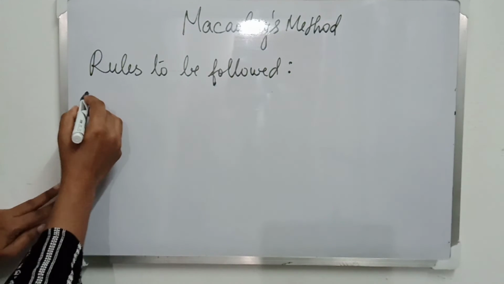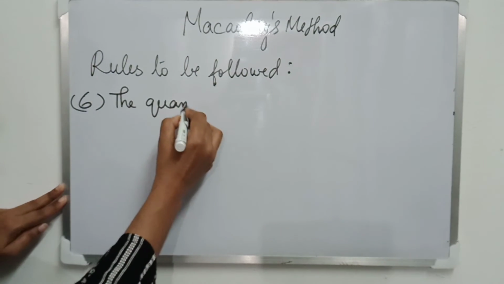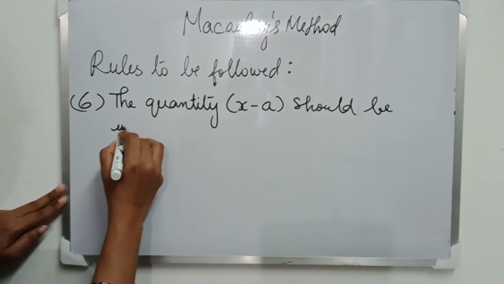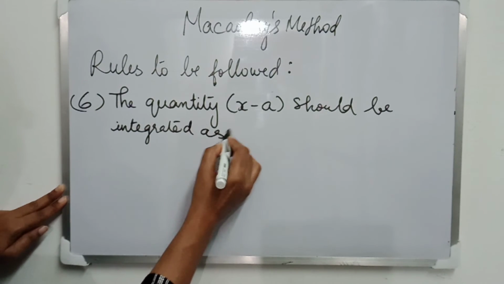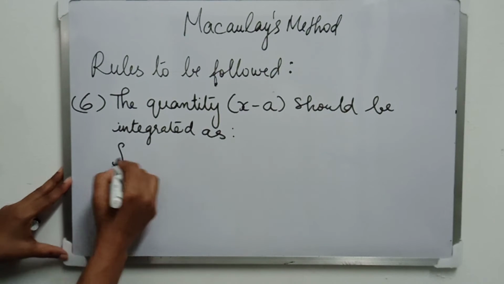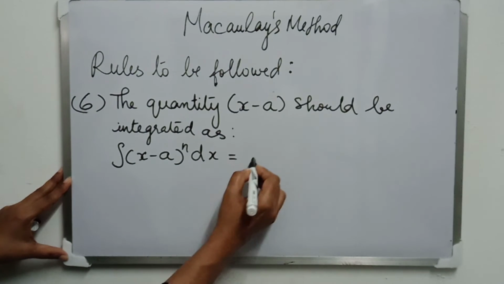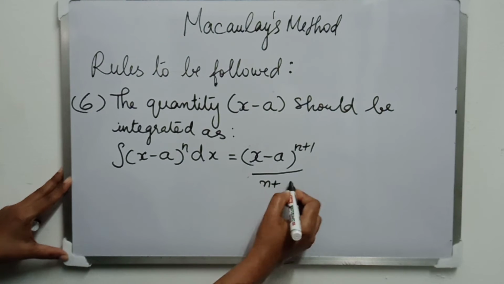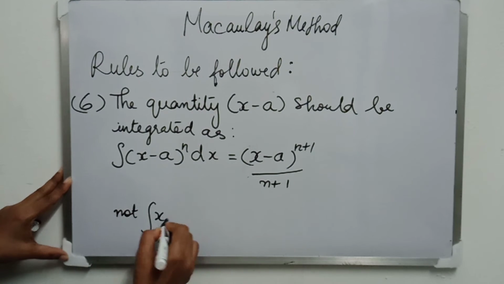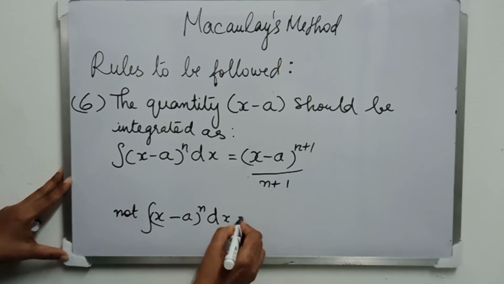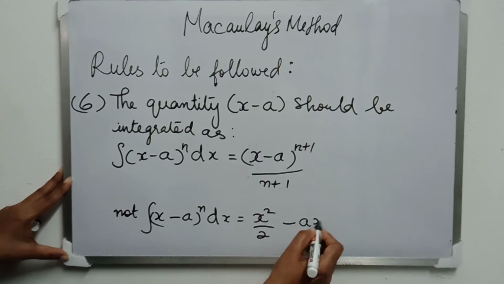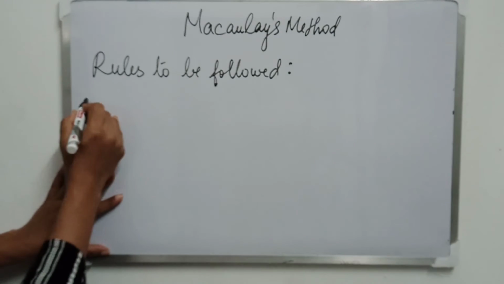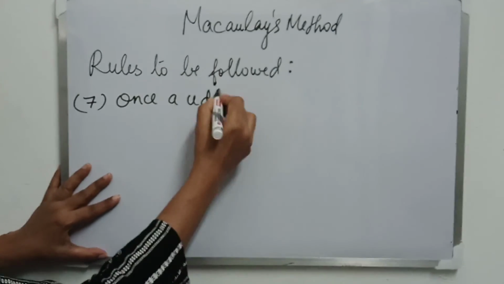Next, the sixth rule is about how to integrate the x minus a term. Okay, the quantity x minus a should be integrated as a single term, that is integral of (x minus a) power n dx should be equal to (x minus a) to the power n plus 1 by n plus 1, and not the conventional method, that is integral of (x minus a) dx equal to x squared by 2 minus ax. That is not the way to be used in Macaulay's method. Now let us see the seventh and the last point.